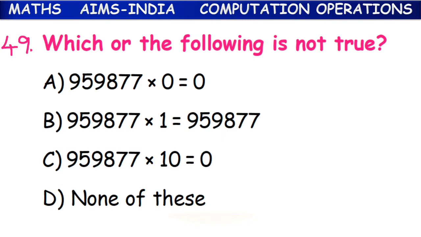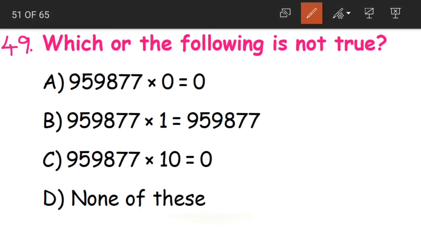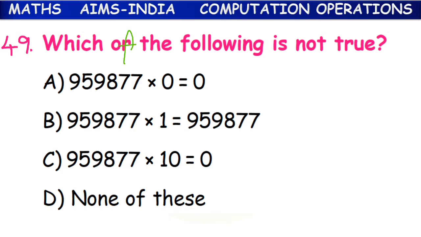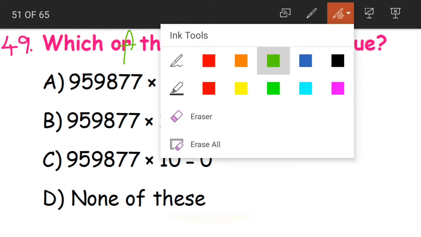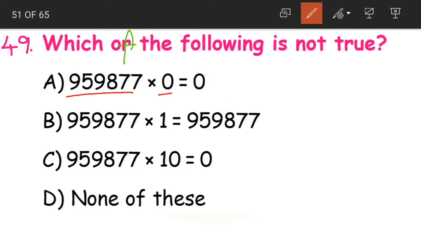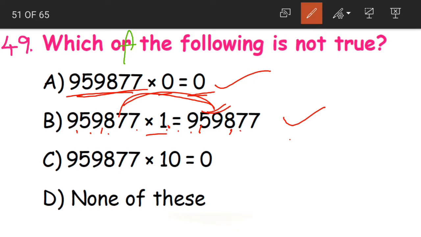Now question number 49. Which of the following is not true? Now we should see which of the following is not true. Now we have a number multiplied by 0 and the product is 0. Is it true children? Yes, it is true. Any number multiplied by 0, the product will be 0 itself. Now 959877 into 1 is equal to, again we got the same number, 959877. Again, is this true? Yes, this is true. So whenever we multiply a number by 1, we will get the same number as the product.